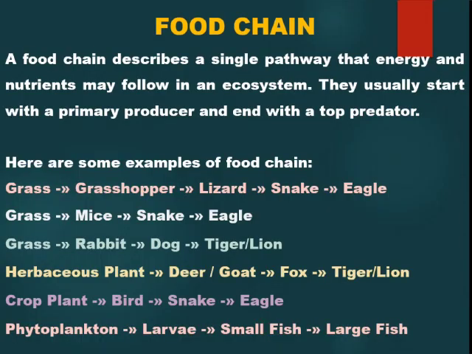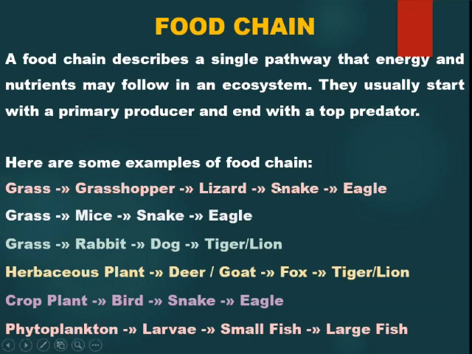Next, food chain. The transfer of energy, that is food, from one trophic level to another trophic level is in the form of a chain, that is considered as food chain. So a food chain describes a single pathway that energy and nutrients may follow in an ecosystem. It means the flow of energy or minerals from one trophic level to another trophic level is in the form of a chain, that is food chain.